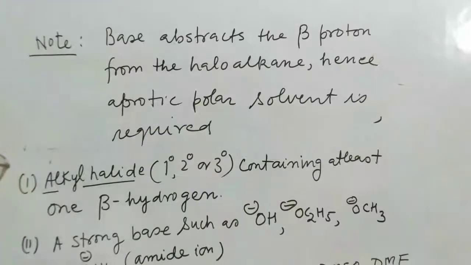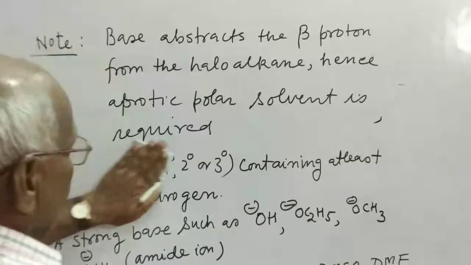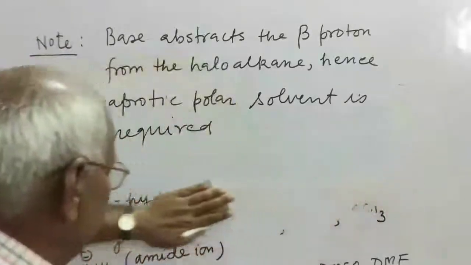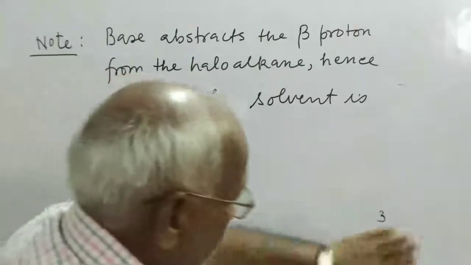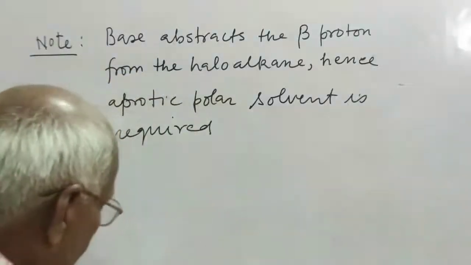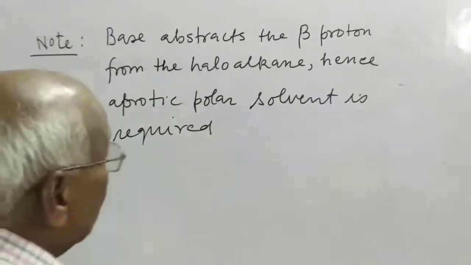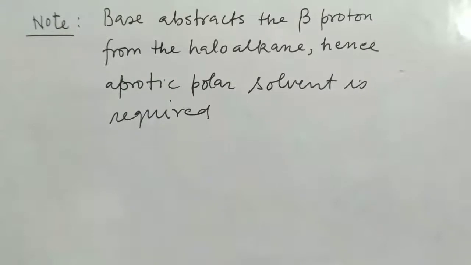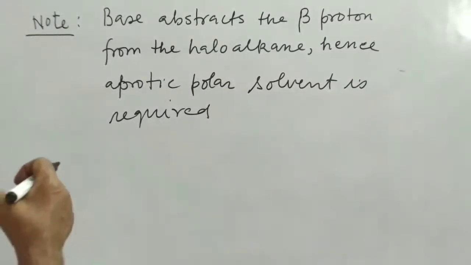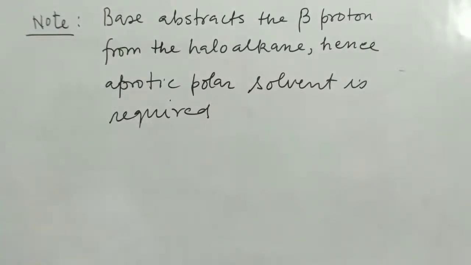From this requirement we can come to the conclusion that the reaction is taking place between alkyl halide and the base in presence of solvent. So for the purpose of dehydrohalogenation, we take alkyl halide, we add a base in a suitable solvent and then it is heated to 50 to 55 degrees centigrade.